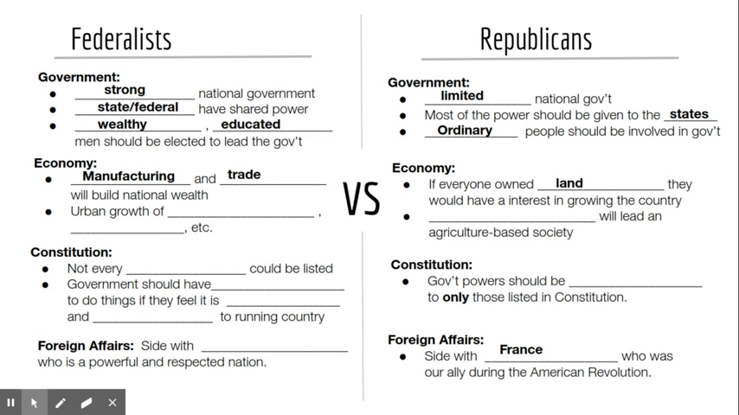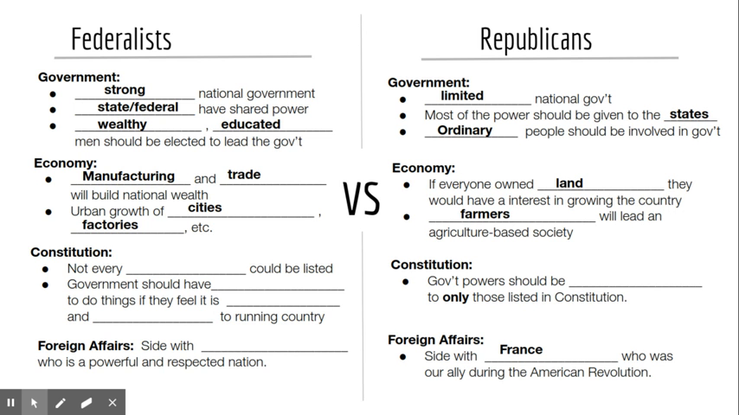And if everybody owned land and could have a farm, that would be good. Urban growth of cities and factories was how the economy would also grow. So if you can grow the cities, you can get more people to the cities, you can build more factories in the cities, and that would cause more people to move to the cities and have jobs and be employed, and it would help the economy.